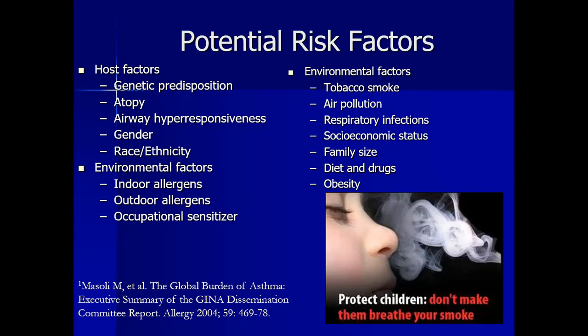Next, environmental factors: indoor allergens, outdoor allergens, occupational sensitizers, tobacco smoking, air pollution, respiratory infections, socioeconomic status, family size, diet and drugs, obesity. When these factors are added to the cause, then we may get asthma.